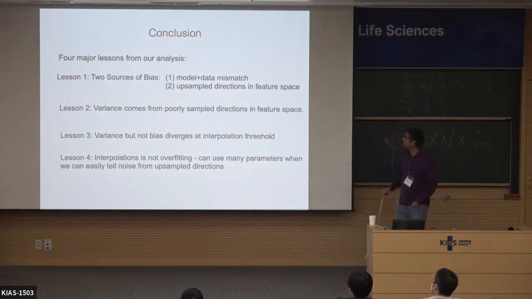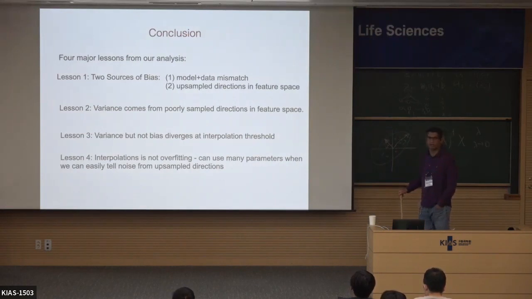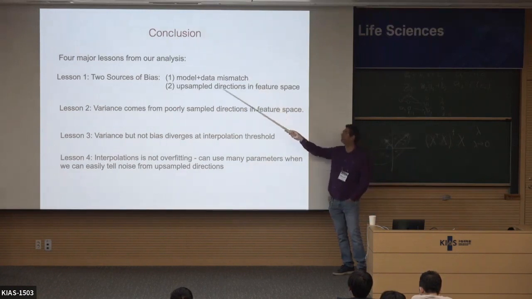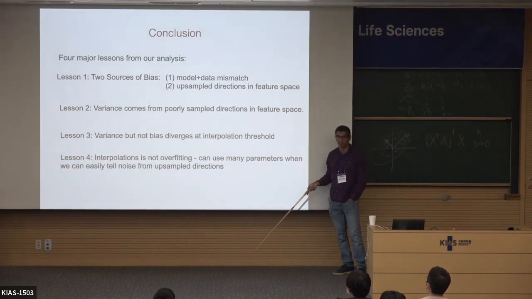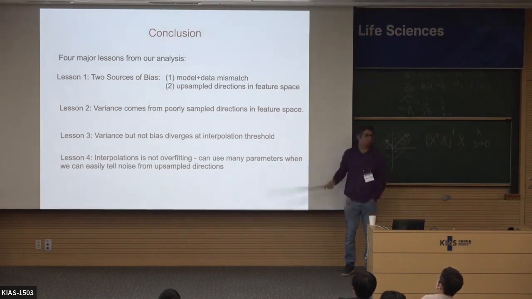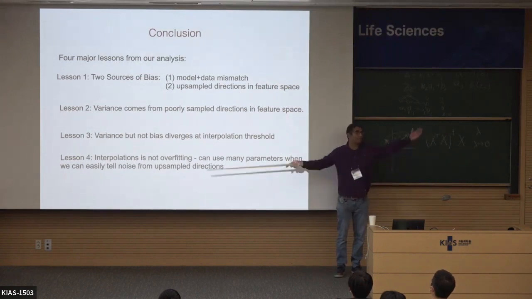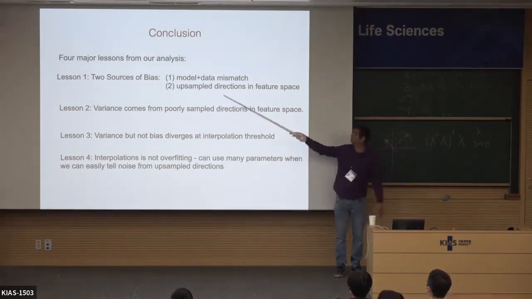So what are the four major lessons of our analysis? That's basically our understanding of double descent. There are two basic sources of bias in overparameterization. There's the usual source of bias that we always think about, which is that the model and the data mismatch. But there's a second source of potential bias, which is that if I'm over-parameterized, I can have unsampled directions in the feature space. And this is going to introduce extra bias.